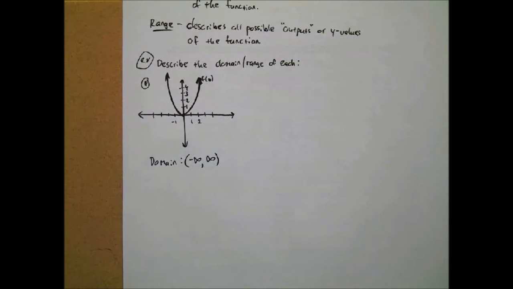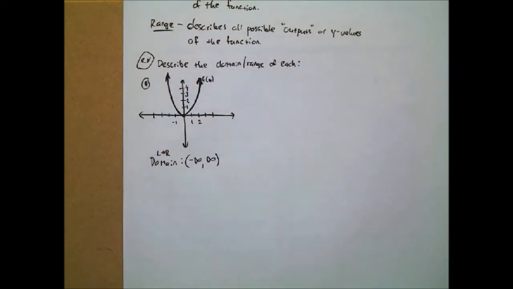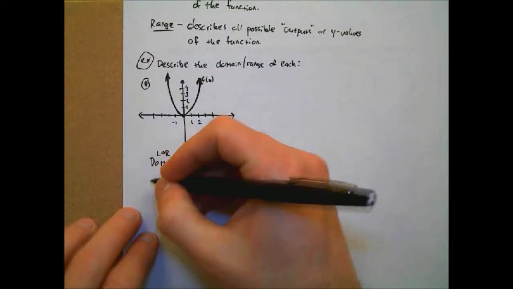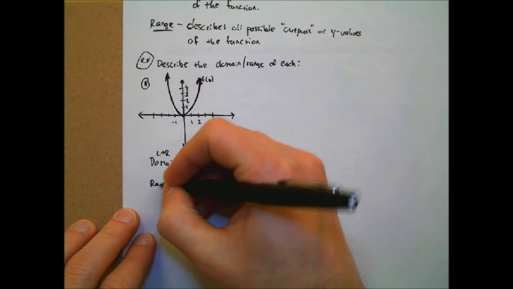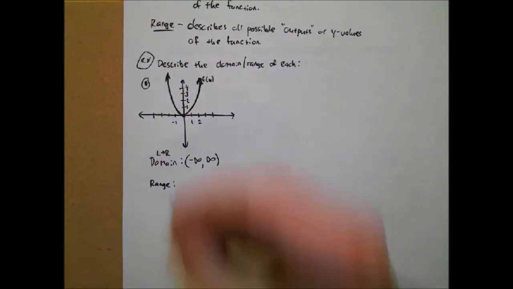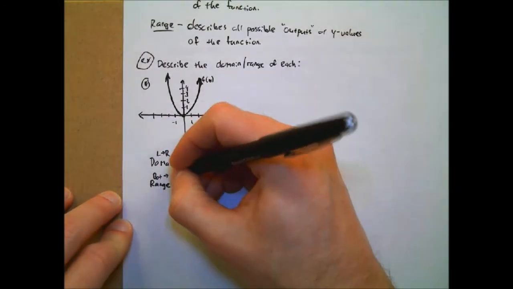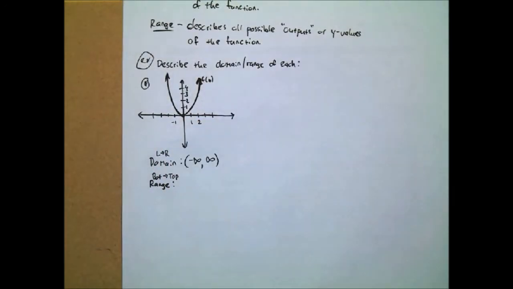Easy peasy. So again, domain, you're thinking left to right. Range, because we're doing y values, we're thinking of bottom to top. Domain, left to right. What's the farthest left to the farthest right? Range, what's the bottom to the top? Bottom to top.